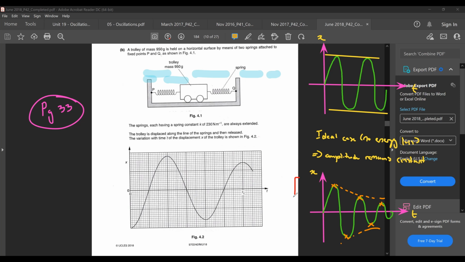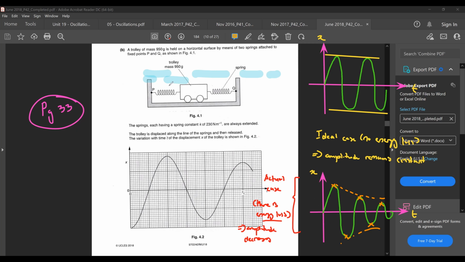This one is more for your actual case, not the ideal case. There is energy loss. When you have energy loss, your amplitude decreases. Okay, there's energy loss, so your amplitude decreases.